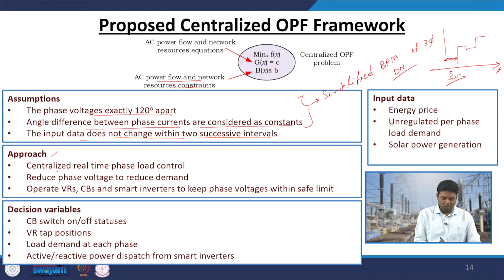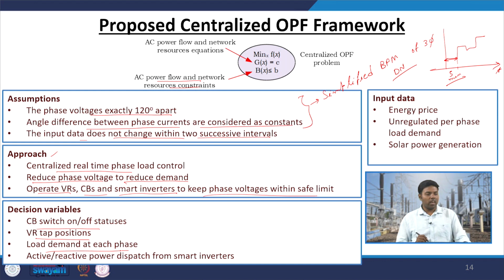So, the approach is centralized real-time phase load control: reduce the phase voltage to reduce the demand, and operate voltage regulators, capacitor banks, and smart inverters to keep the phase voltages within safe limits. Our decision variables are the capacitor bank switch on/off status, the voltage regulator tap positions, and the load demand at each phase, because we are using direct load control. So, we have to determine how much we have shed or how much we have restored. You have to determine the load demand at each phase and the active and reactive power dispatch from the smart inverters. Our input data is energy price, unregulated per-phase load demand, and the solar power generation.